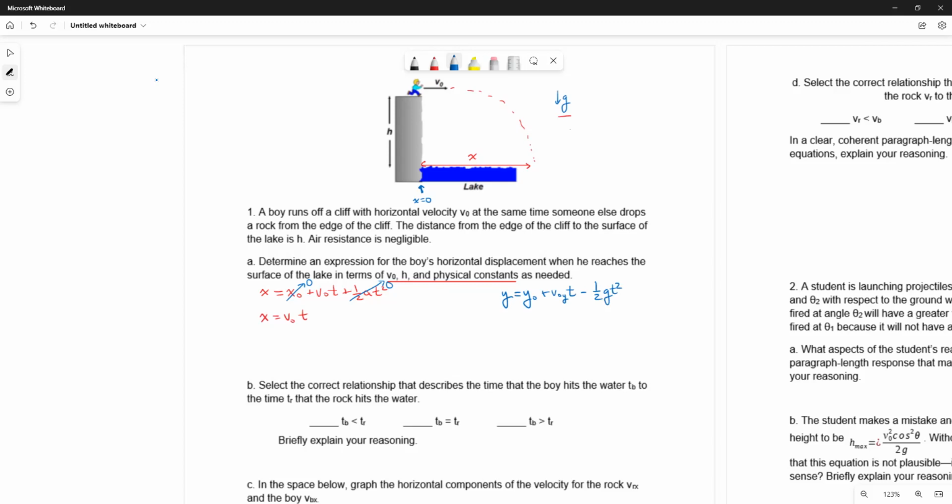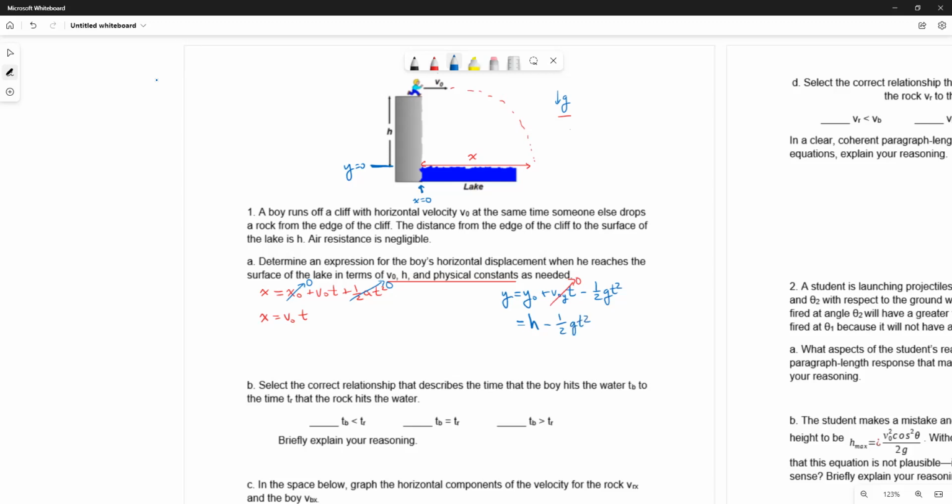We can assume that the initial height is h, right? So we'll say that at this point y is equal to 0, and so his original position was at h. So our expression starts with h. He has no velocity in the y direction when he jumps off. You can see it's just a horizontal velocity. It has 0 velocity in the y direction. So that term is eliminated from our equation here. And then we can just leave the acceleration one with negative 1/2 gt squared.